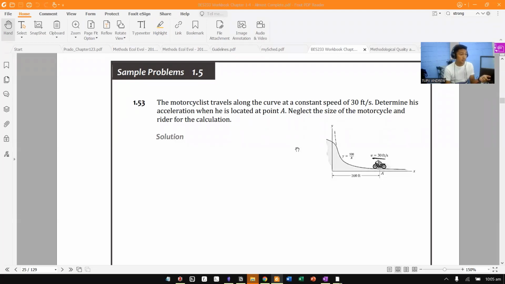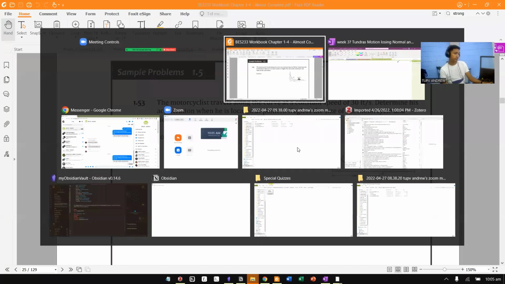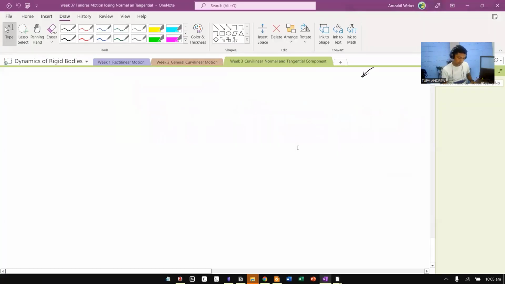Another given is on the graph. We have the path, which is y equals 500 over x, and we have the x location, the abscissa, which is 100 feet.